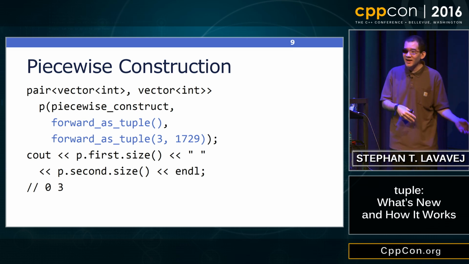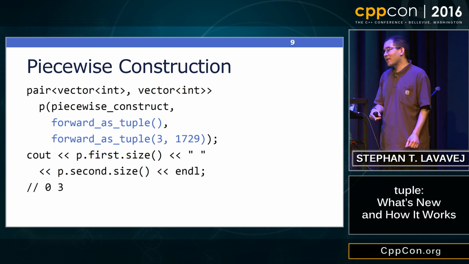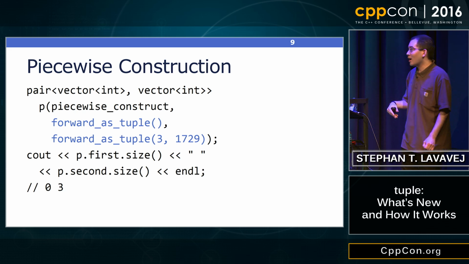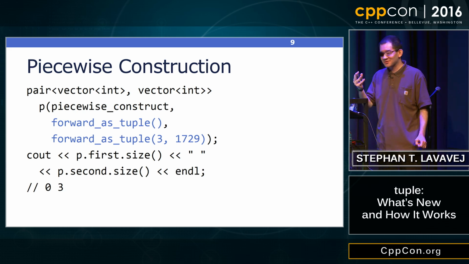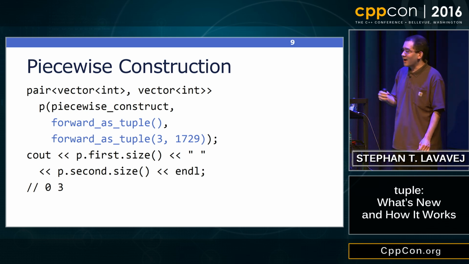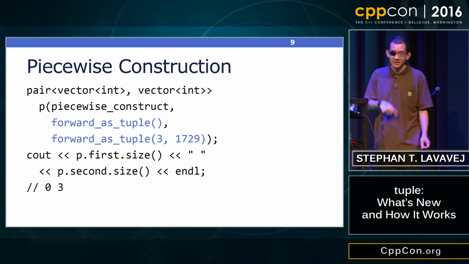Because yes, you can always assign to things later once they're in the pair, but to construct them for the first time, you only get one chance. And if you want to construct them with fewer or more than one argument, then you would use forward as tuple. So here I'm just showing vector because that was the simplest thing I could think of. I can either construct it in the pair from 0 arguments or a couple arguments, say 3 copies of 1729, and then print out their sizes.